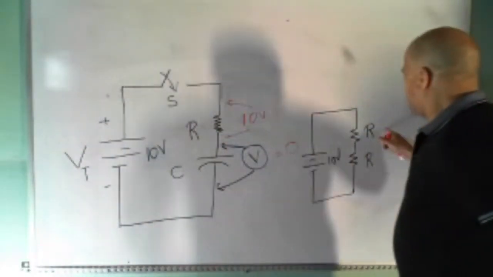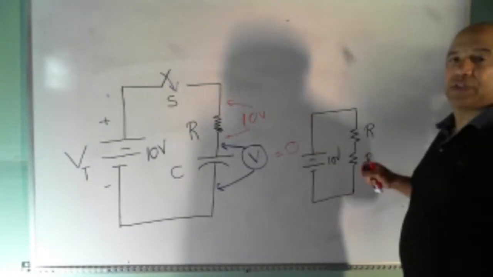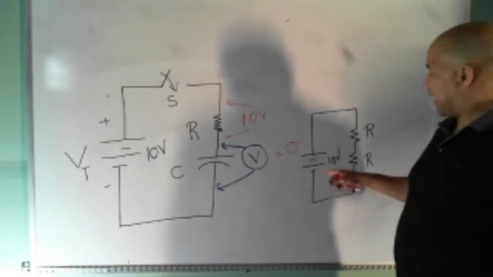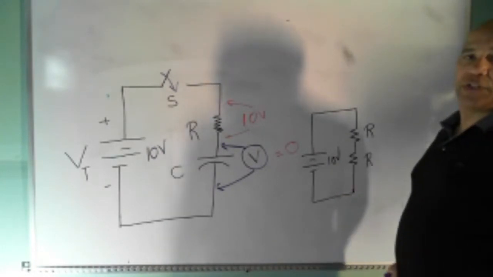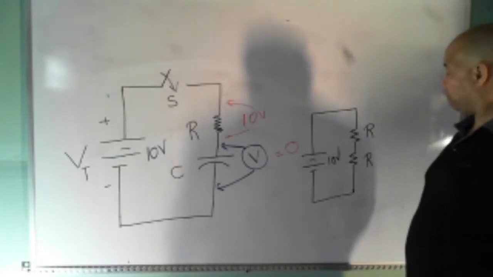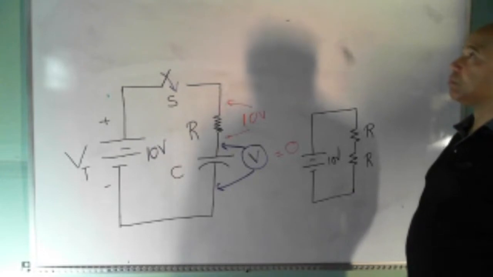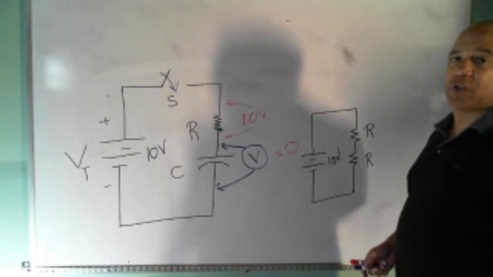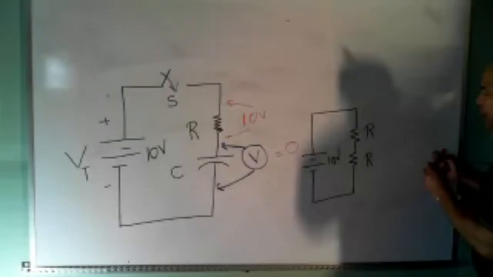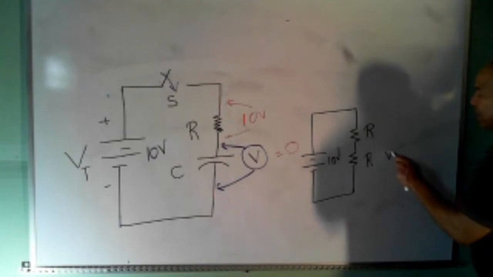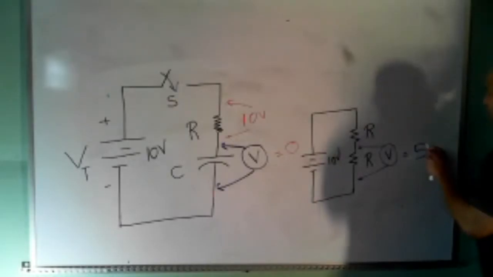Now, if these two resistors are the same, each resistor is going to get how many volts? I got a 10 volt source, two equal resistors. What is the voltage drop across each resistor? Is it 5? It's 5 volts, right? Clearly it's 5 volts, but watch this. If I take my voltmeter and hook it across the bottom resistor, it's going to read 5 volts.